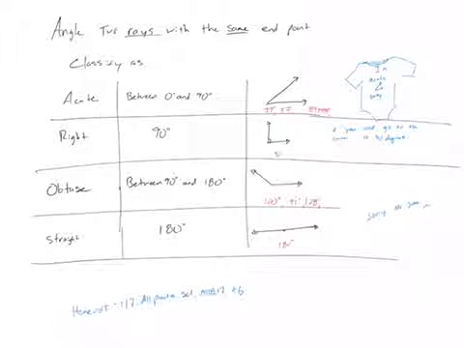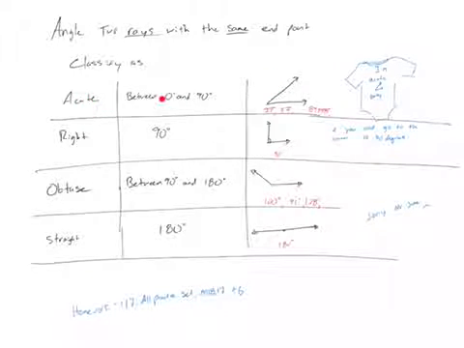Alright, now let's talk about angles. Two rays with the same endpoint make what we call an angle. So here's a ray, and they have the same endpoint right there. So this is an angle. Now we classify them by the measure of their angles.